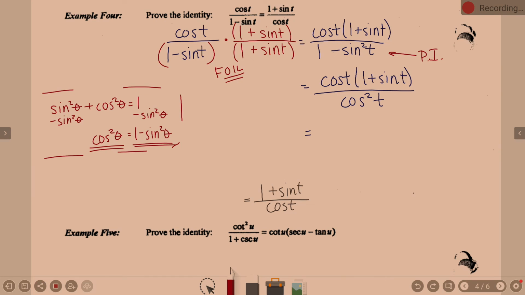Yeah. This cosine on top is being multiplied by 1 plus sine. So either a cosine can cancel or a 1 plus sine can cancel. My denominator, I have cosine times cosine. So the 1 cosine on top can cancel with one of the cosines on bottom. What remains when I cancel those cosines out? On top there is 1 plus sine t. On bottom there is cosine t. Hey, guess what? That's where I was supposed to end, isn't it? I made it. Okay? I made it.